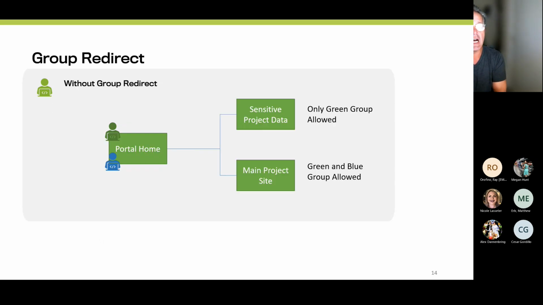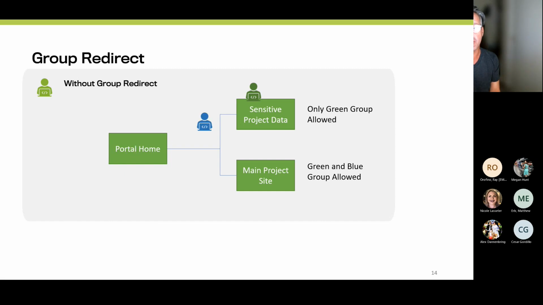So essentially, we've got our homepage where the blue group of users should have access only to the main project site below, but the green portal users should have access to both. So without Group Redirect, when the green user wants to go to the sensitive project data, they can get in and see what's going on.